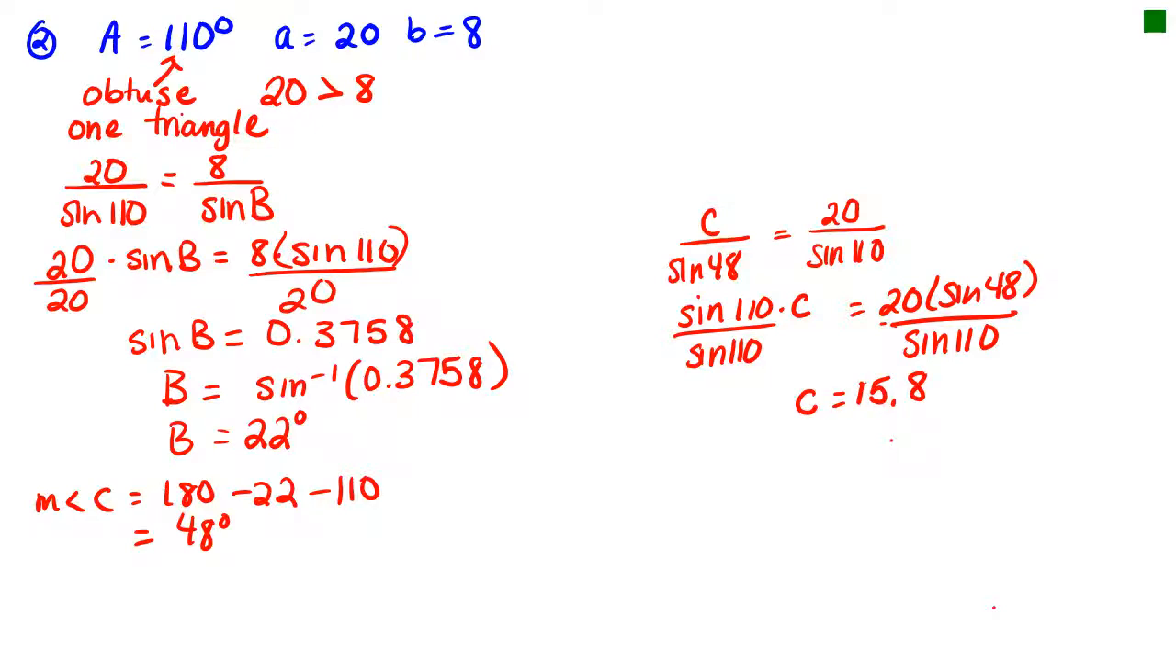So now I have all the information. So again, how many triangles can I make? Can I make a triangle? And once I decide that, then I just use the law of sines. If I'm finding an angle, I would use that inverse sine function.